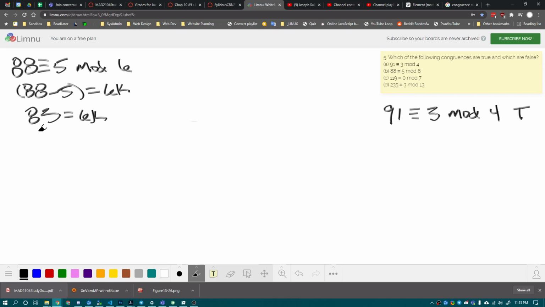6 goes into 83, let's see, 1 with 2 left over, 23. So this is not an integer. Let's just verify with my calculator. Correct. So k would be, there's no way of simplifying that, so k is equal to 83 over 6, which is not an integer. So 88 congruent to 5 mod 6 is false.